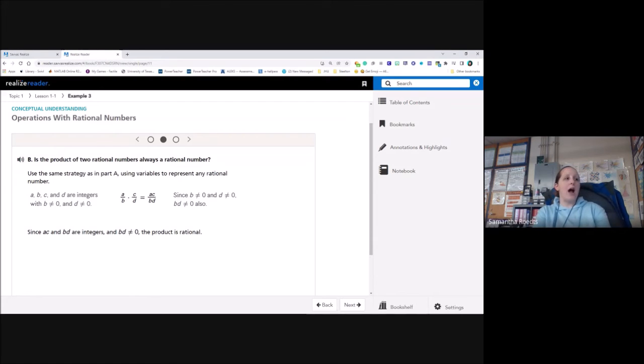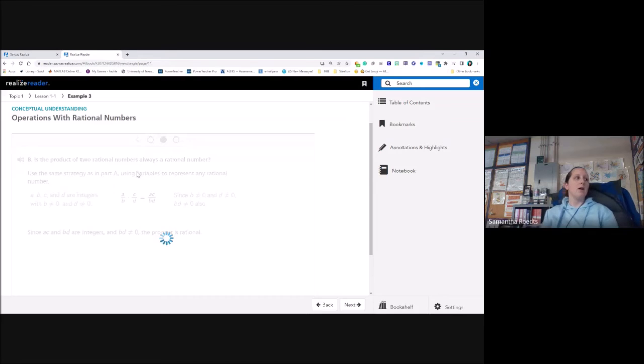Okay? So I'm doing A over B, because that's my first rational number, times C over D, which is my second rational number. Again, B and D cannot be 0 because you can't divide by 0. When I multiply them together, I get AC over BD. Again, BD can't be 0. When I multiply two numbers together, I can't have 0 in the denominator. Again, when I multiply through, I do B times D, which gives me BD. Again, B times D can't be equal to 0 because you can't have a 0 in the denominator. So since AC and BD are integers and BD is not equal to 0, the product of them is also a rational number.